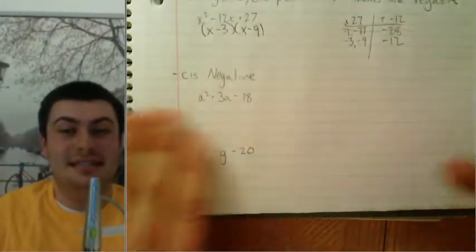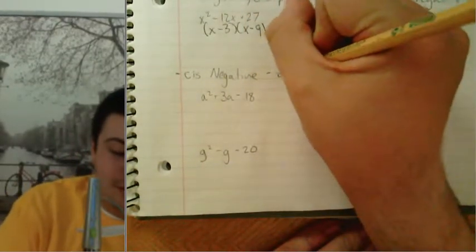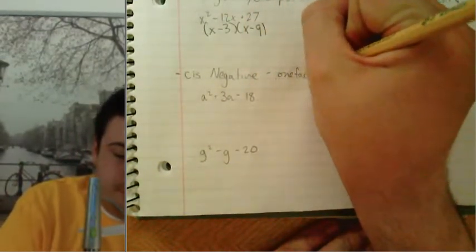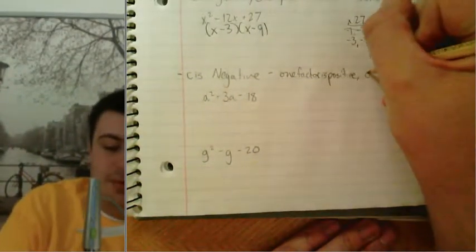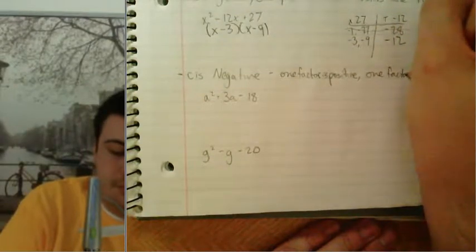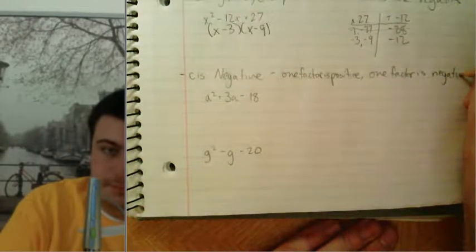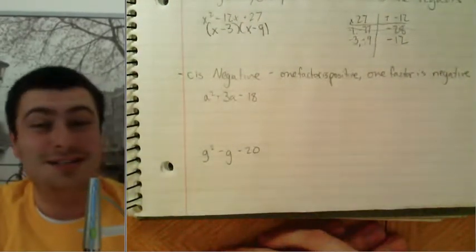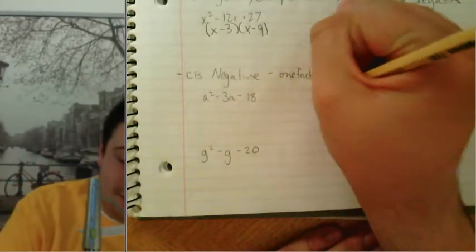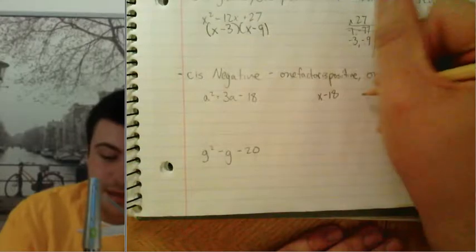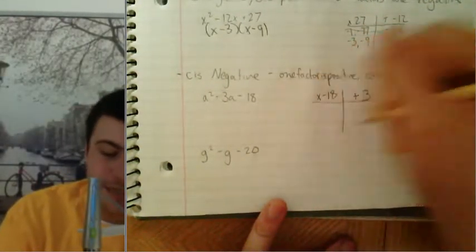Now, in the event that c is negative, if numbers multiply to a negative number, that means one factor is positive and one factor is negative. So one factor is going to be positive, one's going to be negative. We have a squared plus 3a minus 18. So we need to multiply to negative 18 and add to a positive 3.